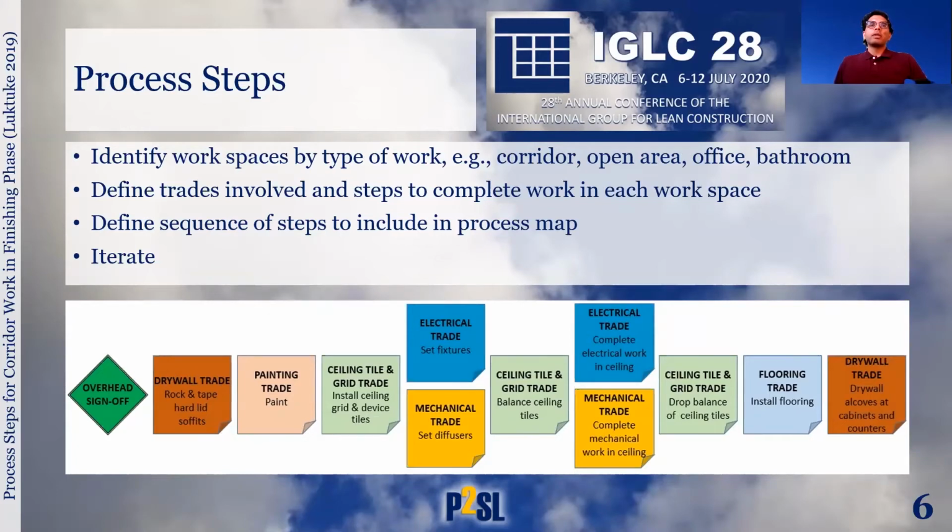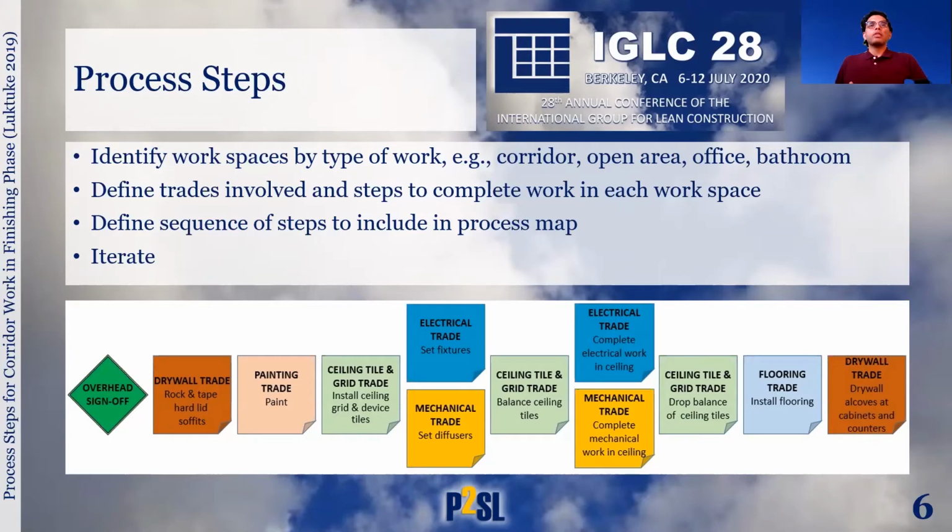The identification of process and spaces tends to require iteration, and the figure here shows the process map for a corridor space from the second project that we studied. Here, the steps are color coded to identify which trade partner is in charge. For example, blue here depicts electrical specialty contractor.